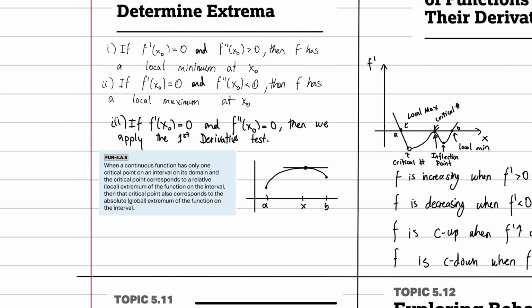The College Board also wants you to know this: when a continuous function has only one critical point on an interval in its domain, and that is a local max or local min, then that is the absolute max or absolute minimum on that interval.